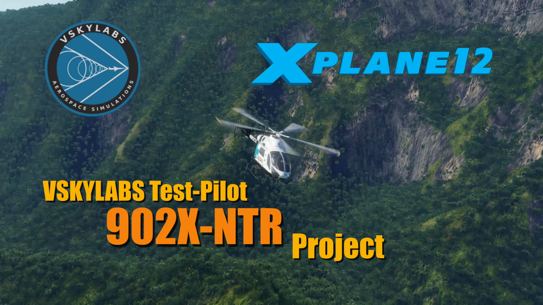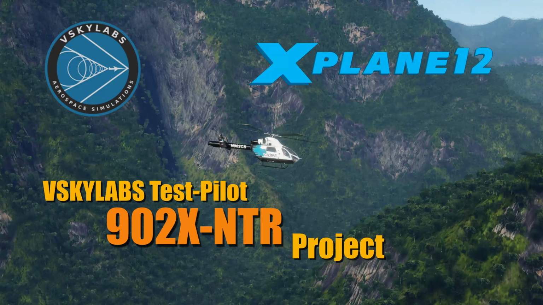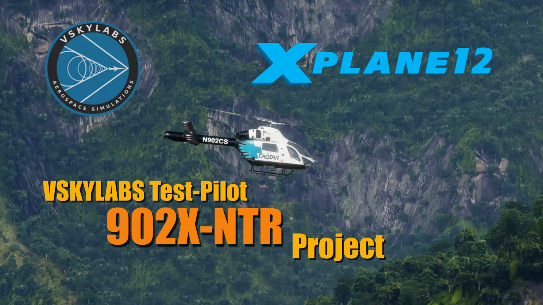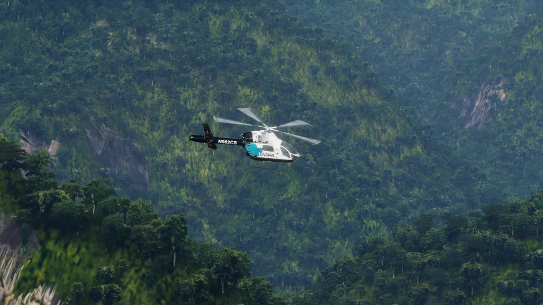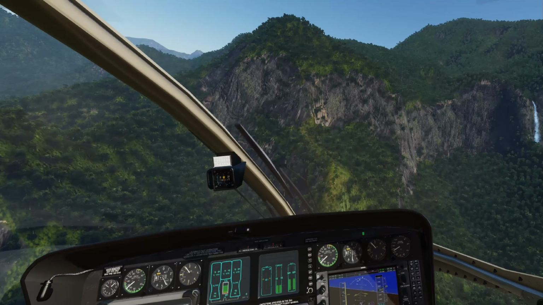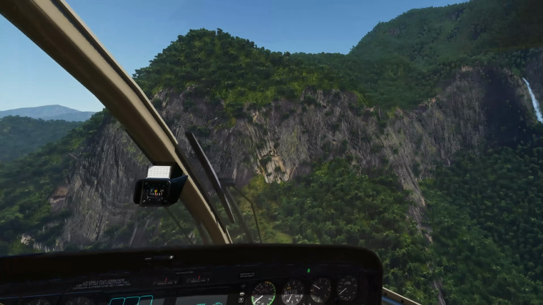Is this the best helicopter in flight simulation? I've said that statement more than a few times recently, and I absolutely mean it. There have been several high-quality add-ons released for all of the major sim platforms, and the VSkyLabs 902X-NTR falls comfortably within that group.